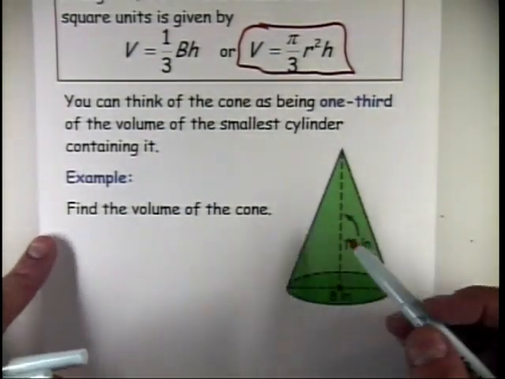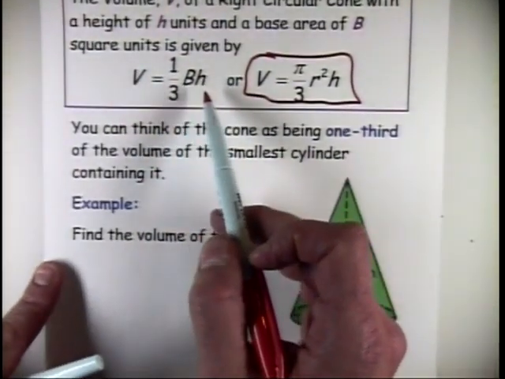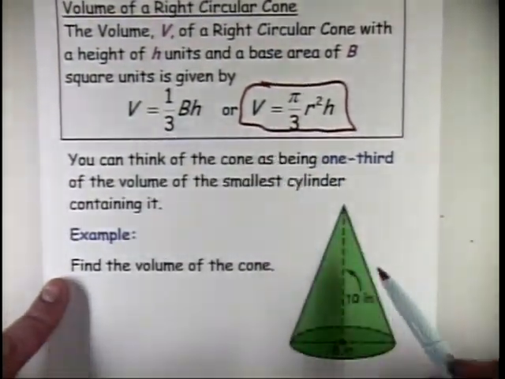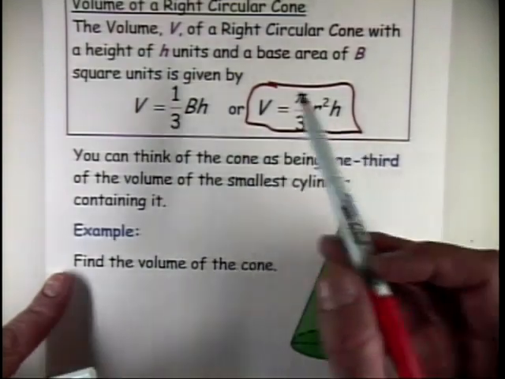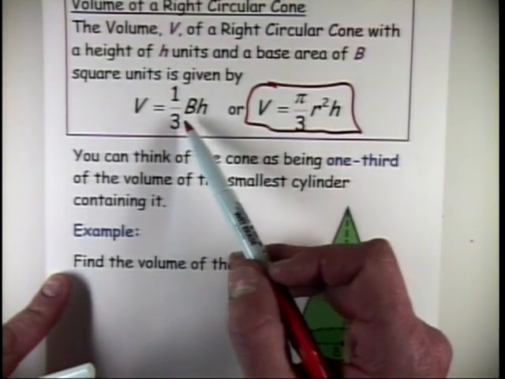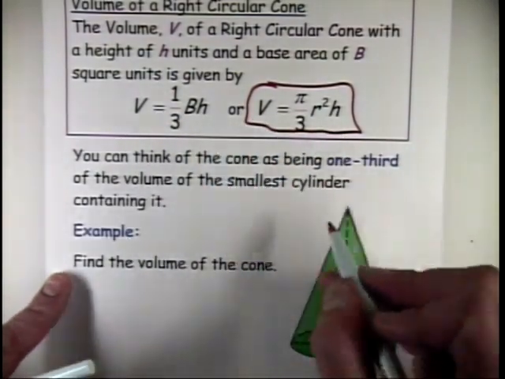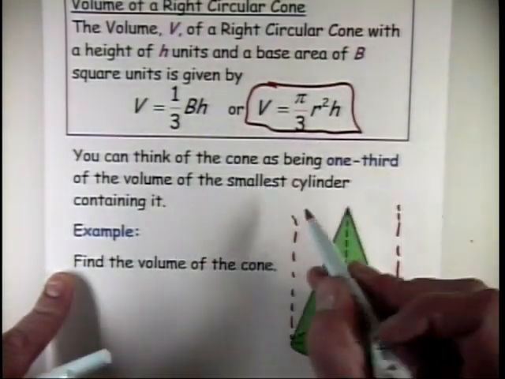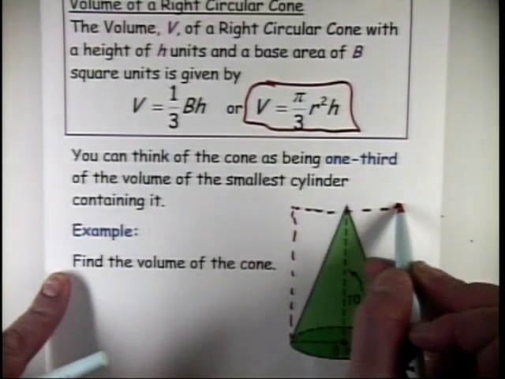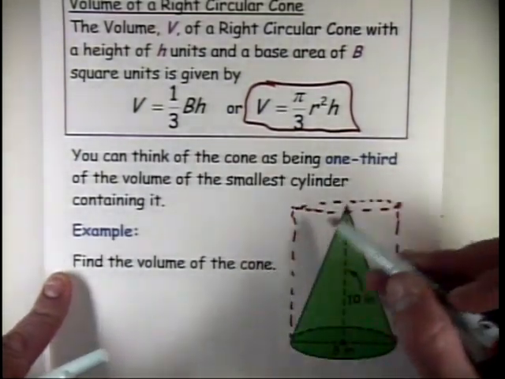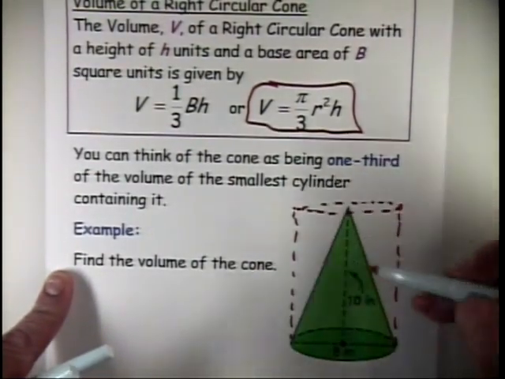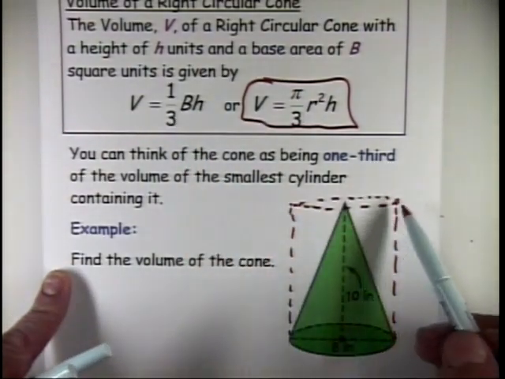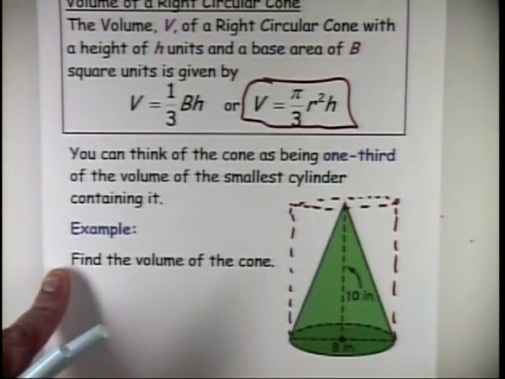Okay? Now, let's take a look at it. We have this cone down here. Now, remember the formula Bh was the formula for the volume of the cylinder. That's what we just saw on the last page. So what we're saying, essentially, is the volume of a right circular cone is one third of the volume of the cylinder that would contain it. So if you imagine drawing a cylinder around this cone right here, it would be the smallest cylinder that contains this cone. Then if we could find the volume of the cylinder, we can basically carve away some of the volume, and when we're left with one third of what we originally started with, we will have the cone itself.